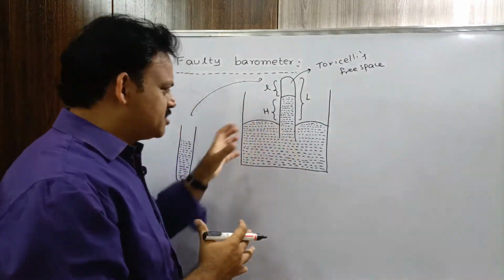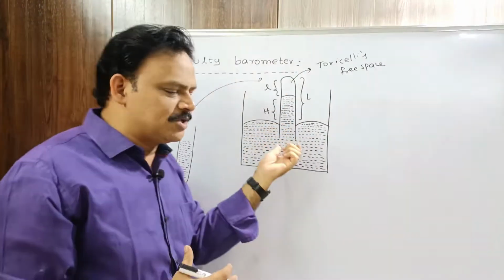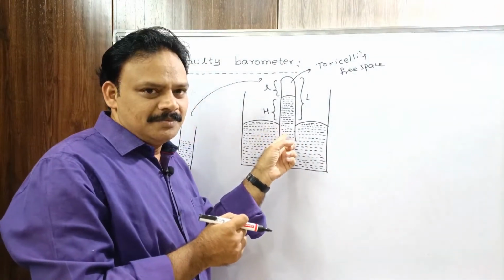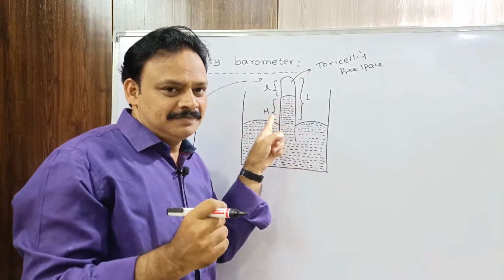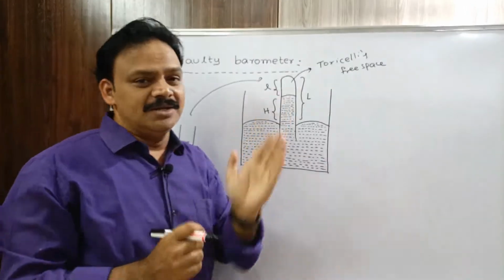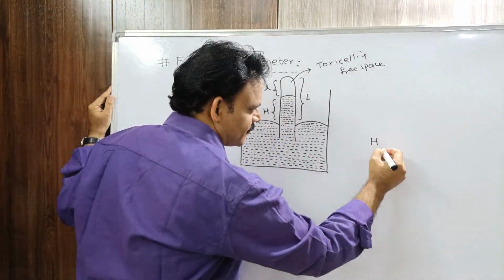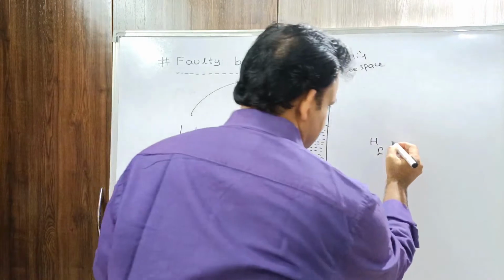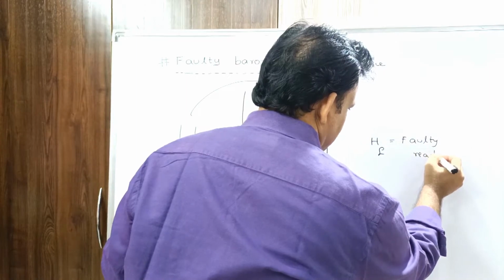Suppose during this process, while I am closing the open end with the thumb, inverting it and dipping it inside the mercury, some air is leaked in by mistake. Then we will not get the correct reading. Then the barometer shows a faulty value. That is called a faulty barometer. Suppose the height of the mercury column now is HF. HF means the faulty reading given by the barometer.